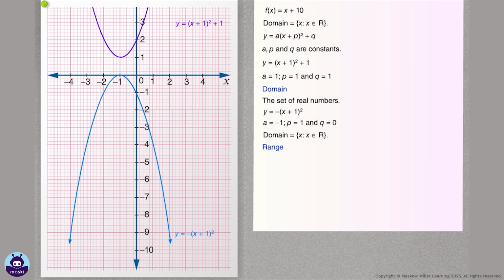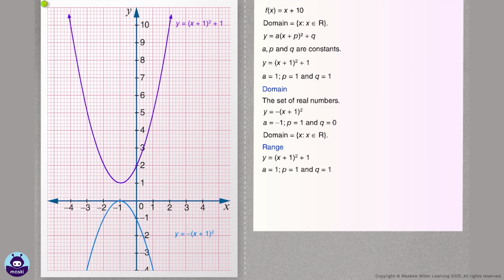Let us determine the range of the parabola using the graphical approach. Consider the same parabola with positive values of a, p, and q. We can see that the smallest possible value of y is at the turning point p. The parabola does not go below this point. Hence, y takes all the values between q and positive infinity. Thus, the range of the function can be given as the closed interval, open interval q, positive infinity.